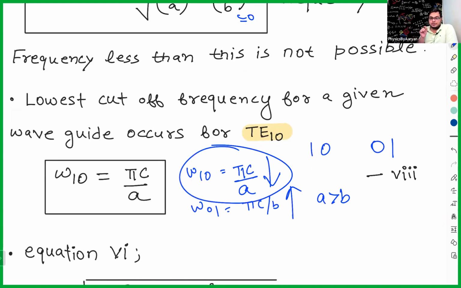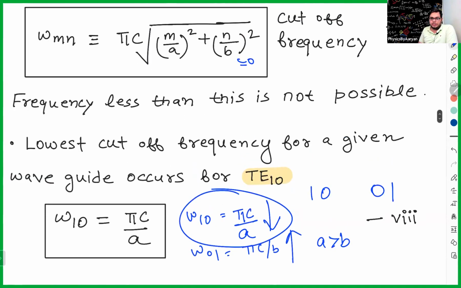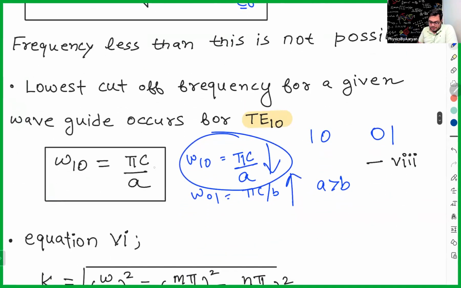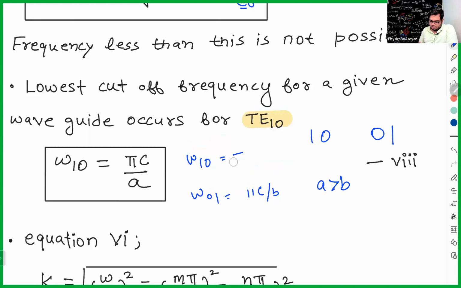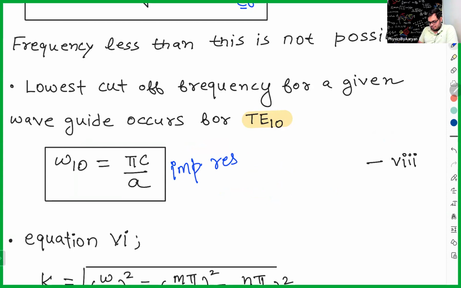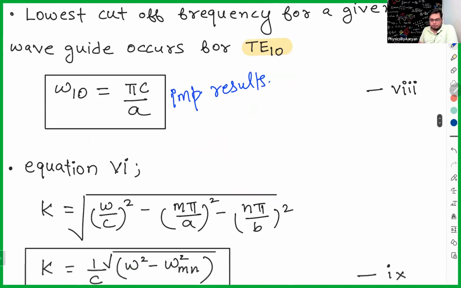So the smallest mode, meaning the smallest frequency, is TE10. And if I put TE10, then my frequency comes out to be omega c by a. So my frequency should be greater than this frequency. Otherwise, my wave will not move through the waveguide and the energy loss will happen and it will decay. So this is also one of the important results.